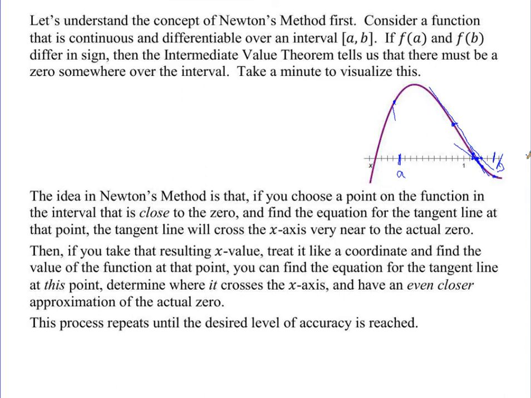So the process here is pick an x value. Find the tangent line. Find where it crosses the x-axis. Plug that number in. Get a new ordered pair. Find the tangent line. Find where it crosses the x-axis. And then repeat over and over until you get to the end here. Okay, that's Newton's method. We're just approximating zeros, basically using what we've learned so far. Repeat the process until the desired level of accuracy is reached. A lot of times in these problems they'll tell you, I want a certain degree of accuracy. So that's what you'll have to do.